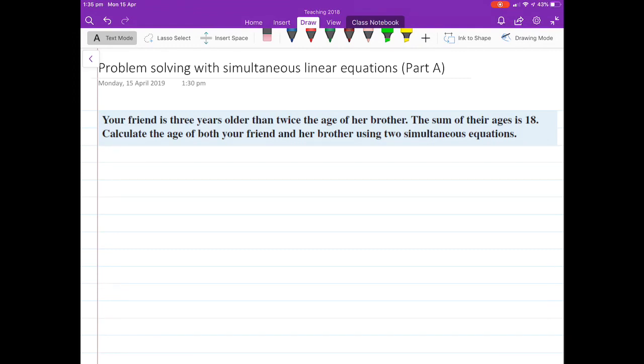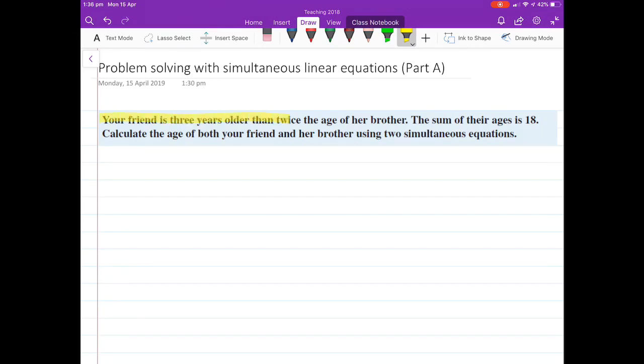The question talks about your friend being 3 years older than twice the age of her brother. The sum of their ages is 18. It's asking you to calculate the age of both your friend and her brother using two simultaneous equations. So what we've got to identify first is that we need two equations and we need two variables.